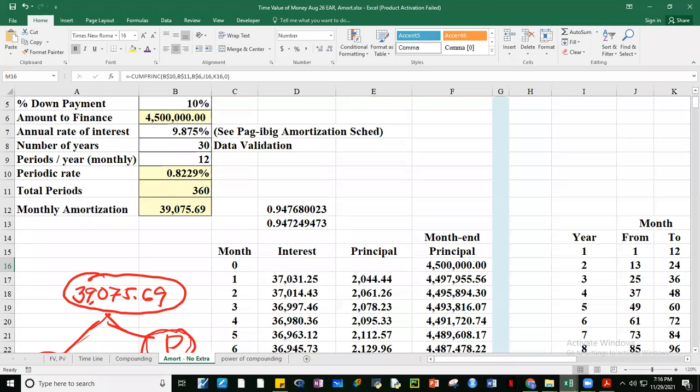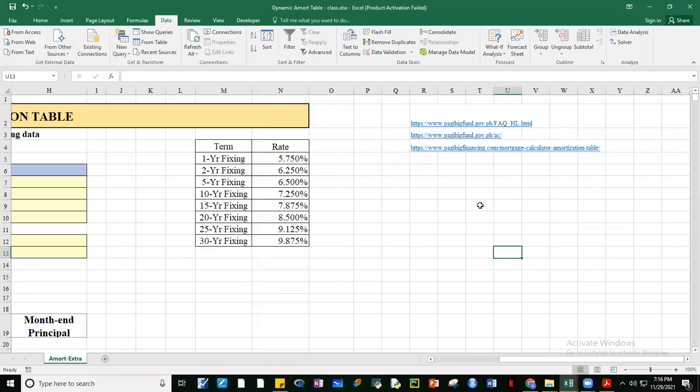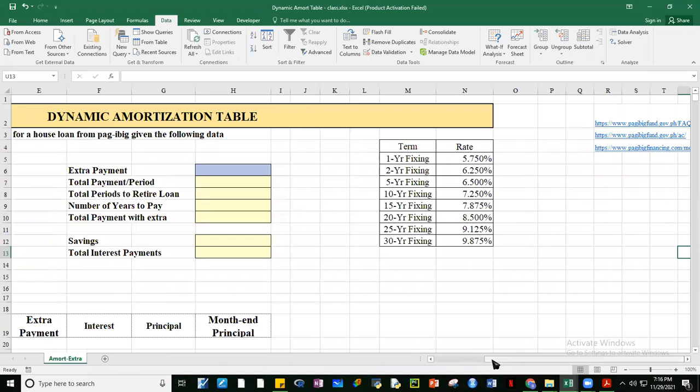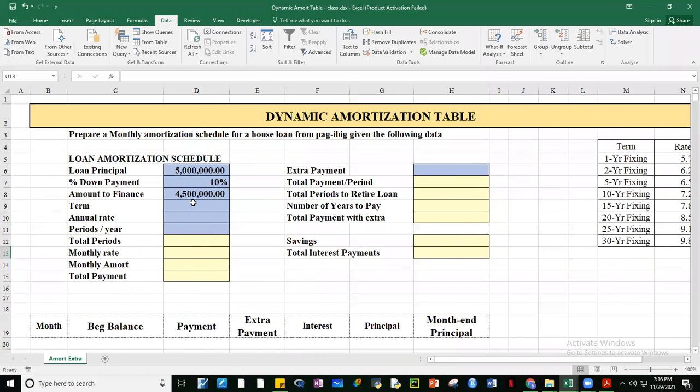So going back here, I copied those figures. What I want here is that the term should only include this one. So let's do data validation. I'll go to this D9, and then Data, and then Data Validation here.